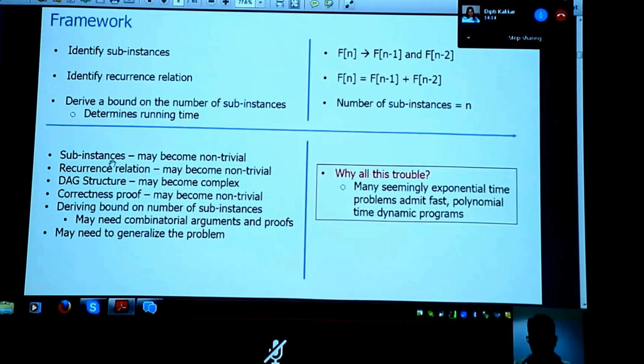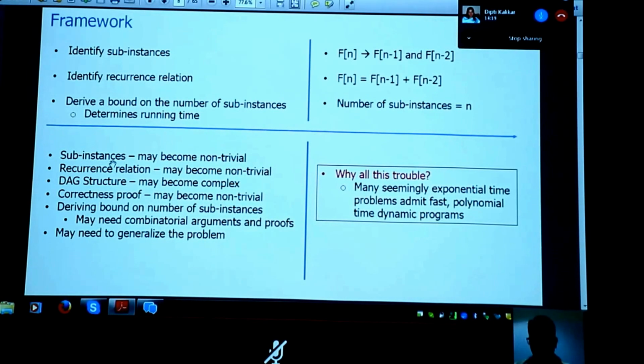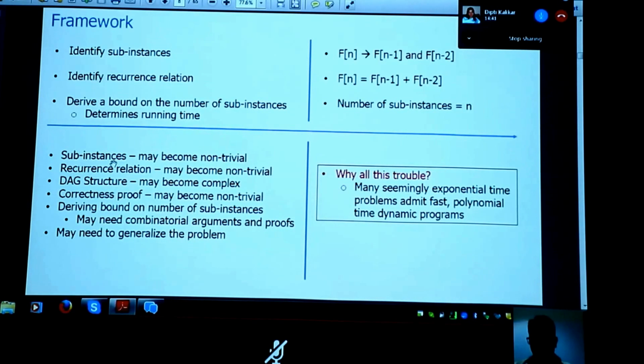Now, why do we want to do this dynamic program and go through all this trouble? Because many seemingly exponential time problems become fast and admit polynomial time dynamic programs. Using this strategy, you can derive faster programs. And there are many research problems, for instance, where the only polynomial time algorithm known is through dynamic programming. So that is the motivation for doing this. With that, we are going to see example problems, 4 or 5 of them. Okay. Any questions so far?